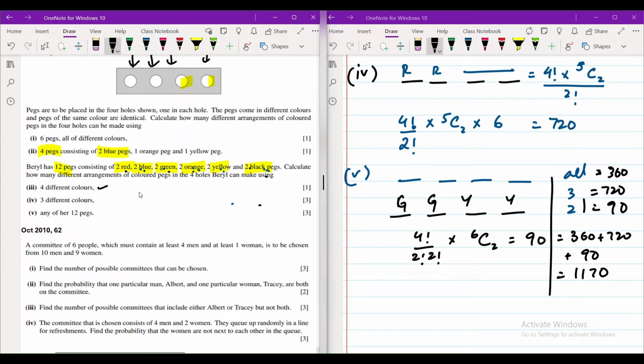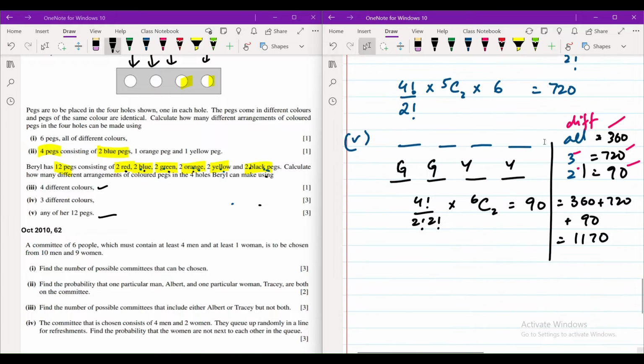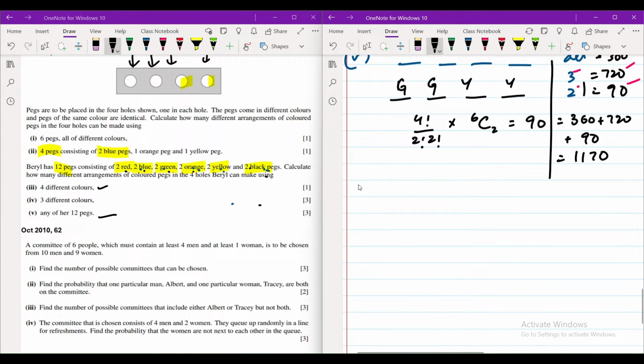Right? Just as a recap, to get any of our 12 pegs, we can have different scenarios. We can have all different colors. We can have 3 different colors. We can have 2 different colors. We cannot have one single color because we do not have 4 of any of those colors. So we have found the number of arrangements for all different colors, for 3 different colors, and for 2 different colors, and then we add them all up into one final number. Right, okay. That's this question.